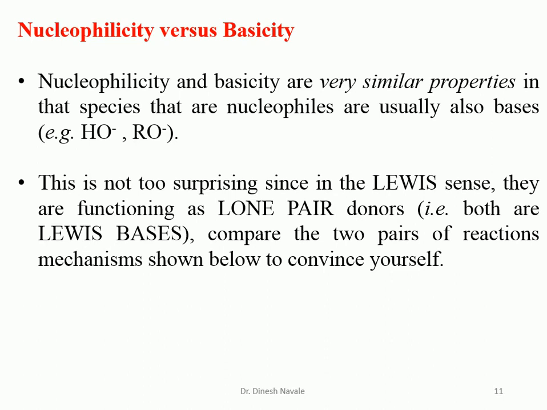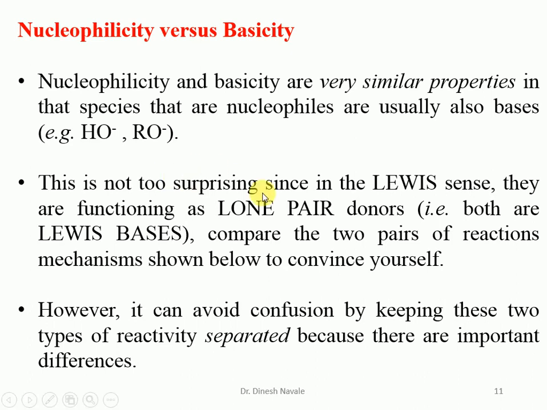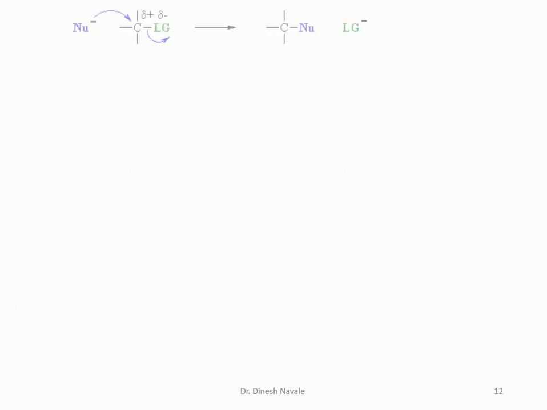This is not surprising, as we see in Lewis acidity and basicity. Those species which accept the lone pair of electrons will be the Lewis acid, and those which donate the lone pair of electrons will be the Lewis base. However, we can avoid the confusion by keeping these two types of reactivities separated, because there are important differences. That means nucleophilicity and basicity are important terminologies and can be easily distinguished.